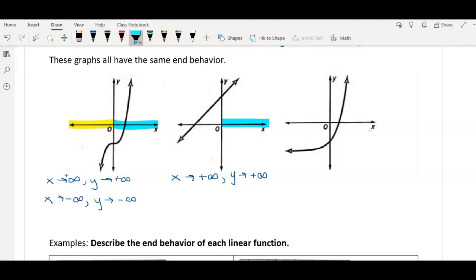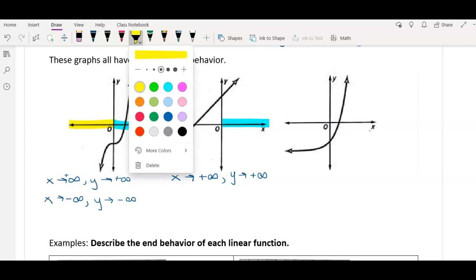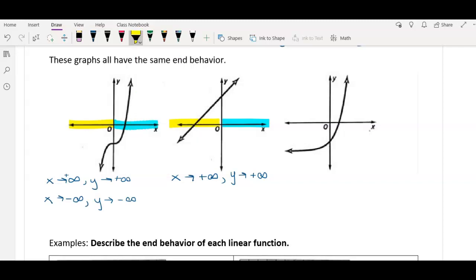And now if we take a look at the left-hand side of our coordinate plane, when x is approaching negative infinity, let's see what y is doing. It's also approaching negative infinity. So we're on negative infinity now. As x approaches negative infinity, y also approaches negative infinity.